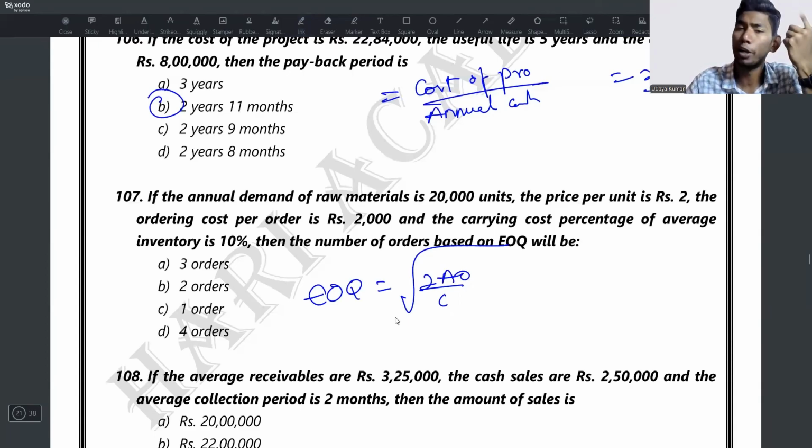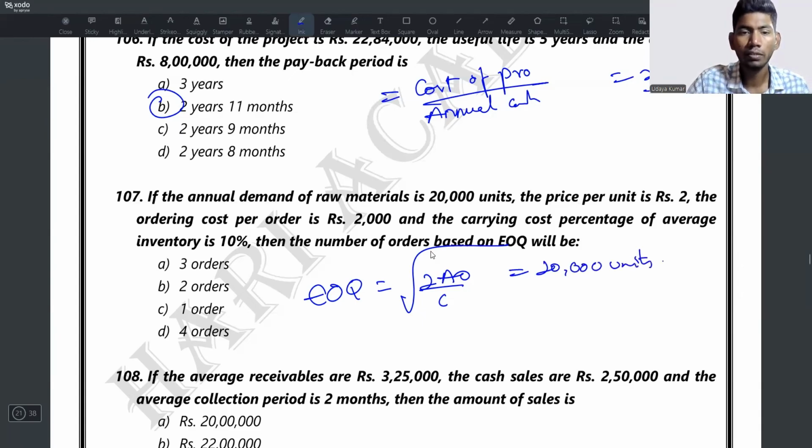C carrying cost per unit, ordering cost per order, annual demand in units. If you substitute the values, you will be getting the answer, right? It's quite easy. If you substitute the values in this formula, you'll be getting the EOQ value of 20,000 units. So how many orders are you supposed to place? In order to cover the 20,000 annual demand units, you need to place one order. So option C is the right option.